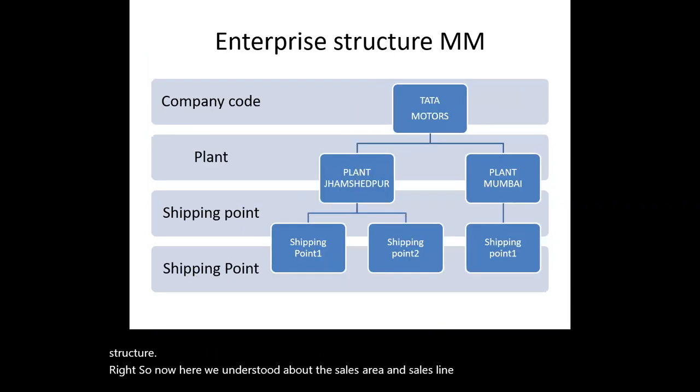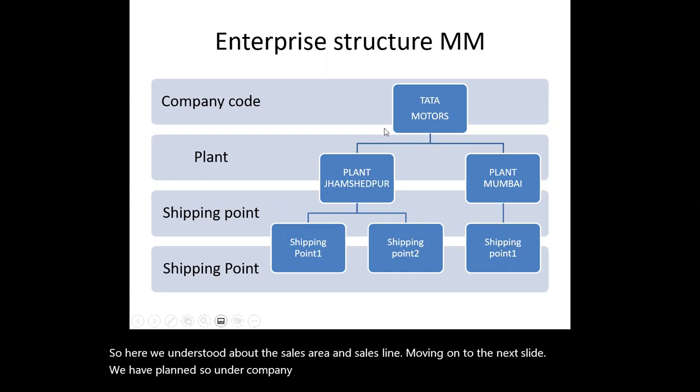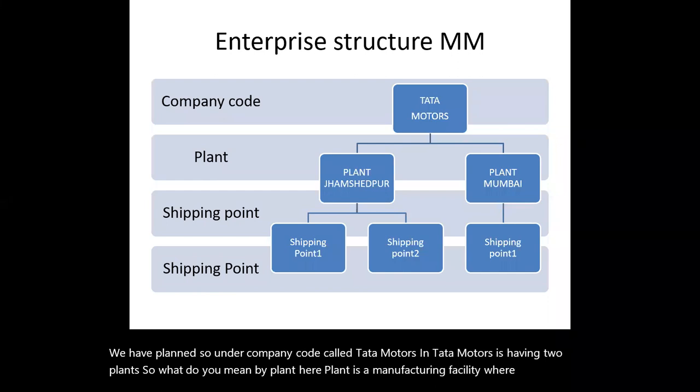Moving on to the next slide, we have plant. Under the company code called Tata Motors, Tata Motors is having 2 plants. So what do we mean by plant here? A plant is a manufacturing facility where the material gets manufactured, right?